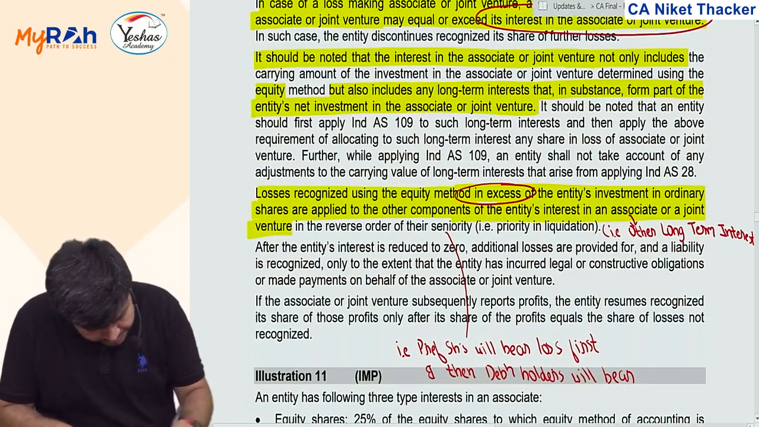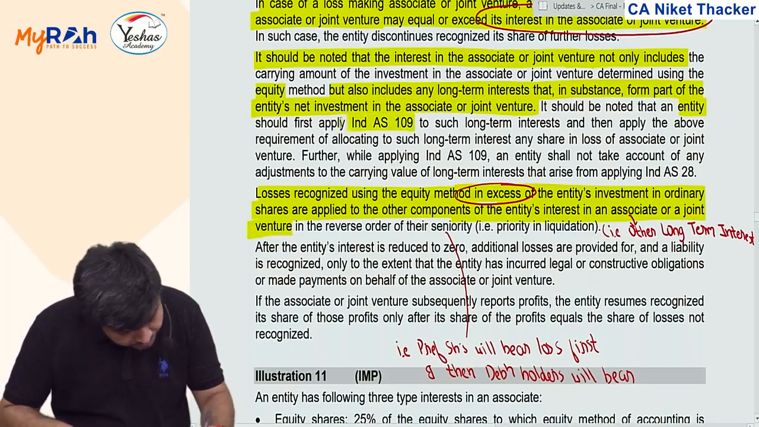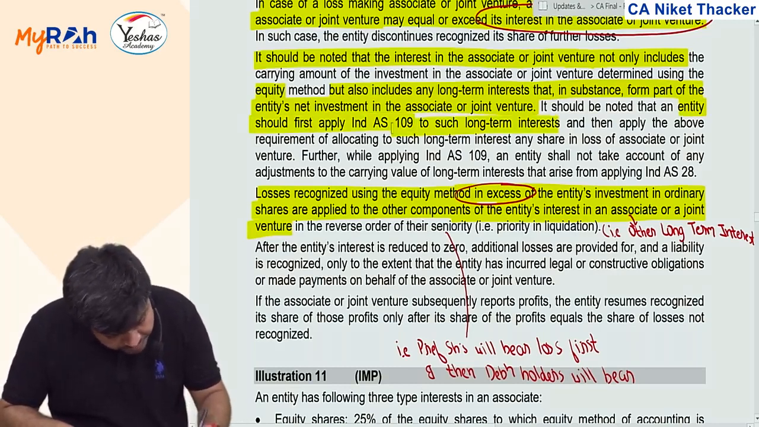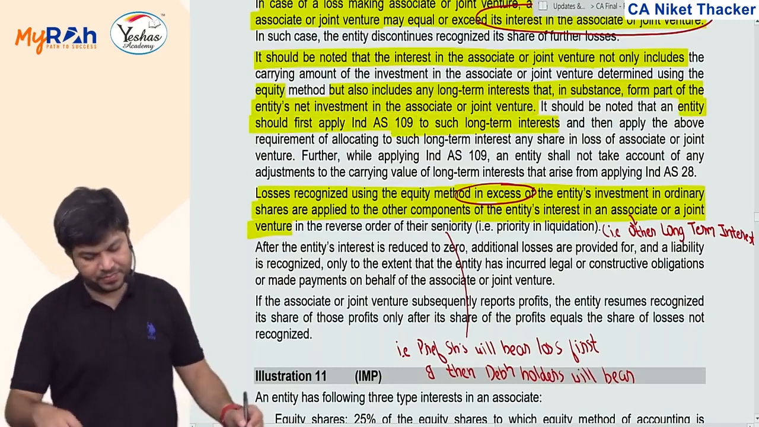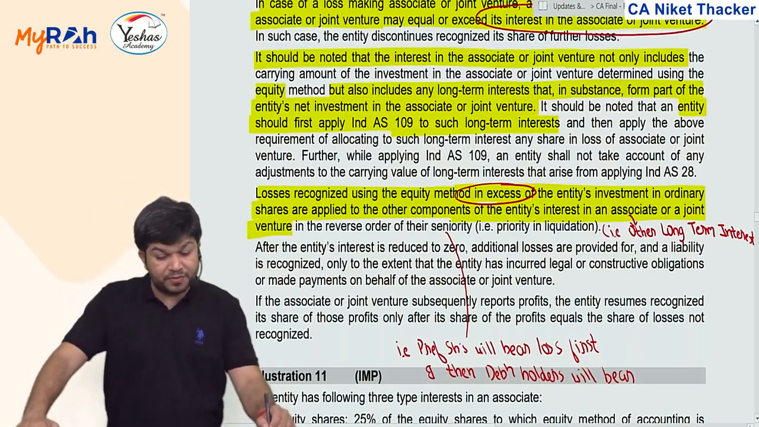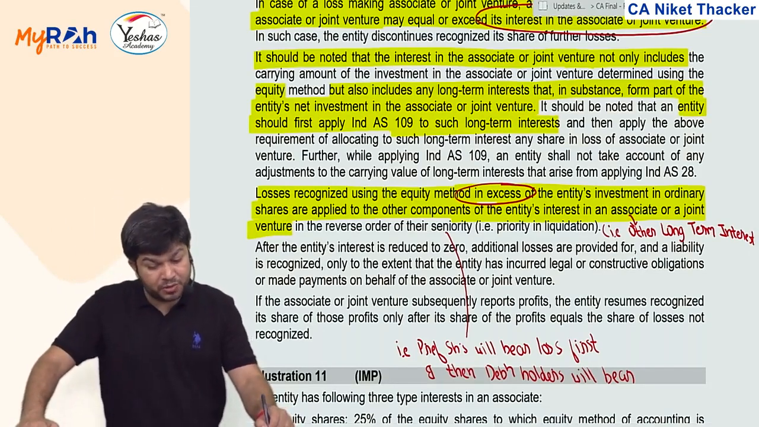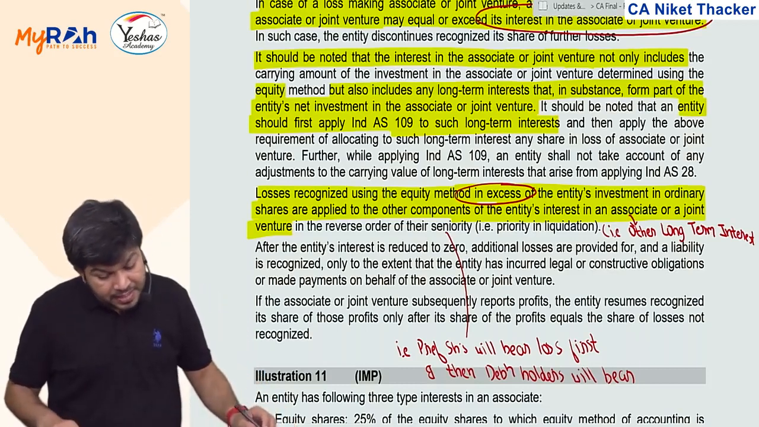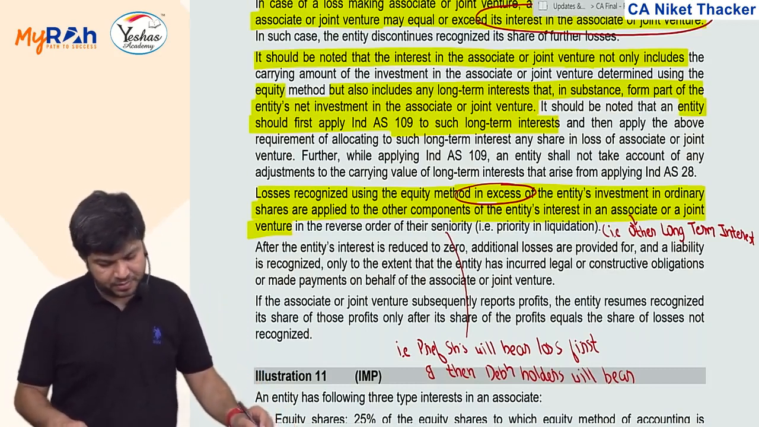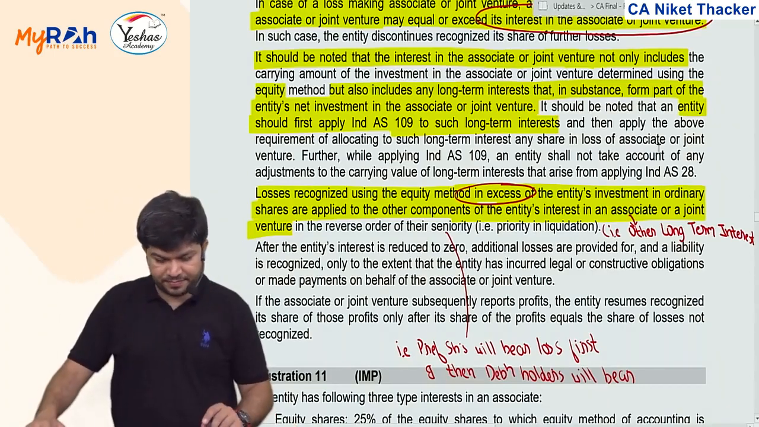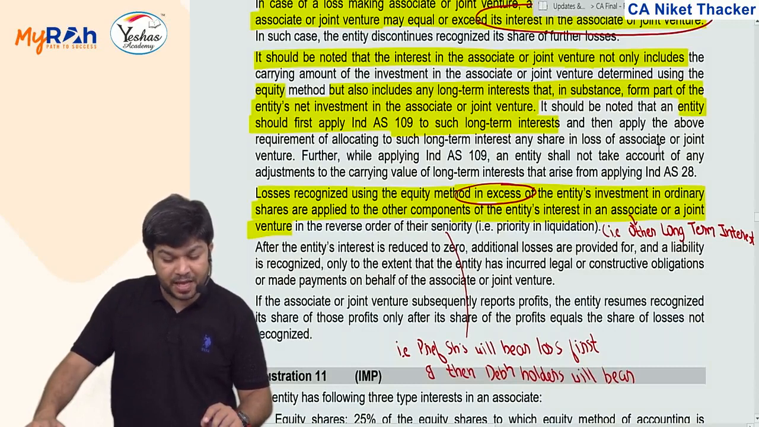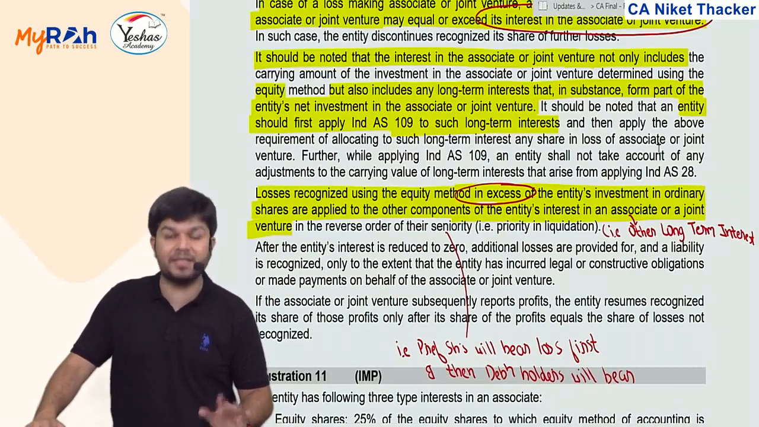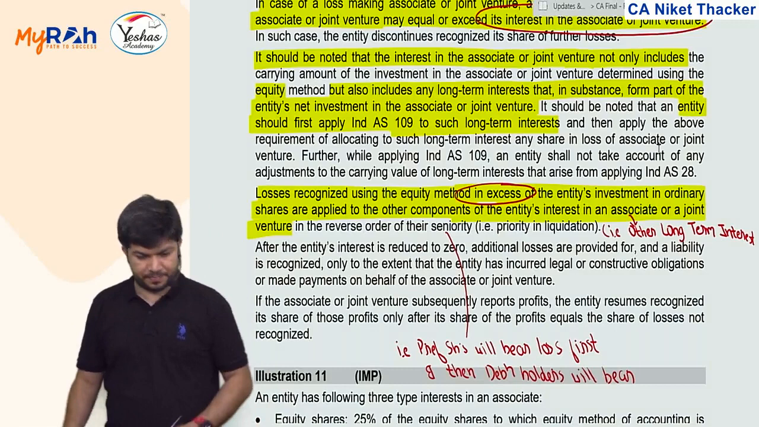Plus, entity should first apply 109 to such long-term interest and then apply Ind AS 28. So you should first apply 109, then apply Ind AS 28. Okay.